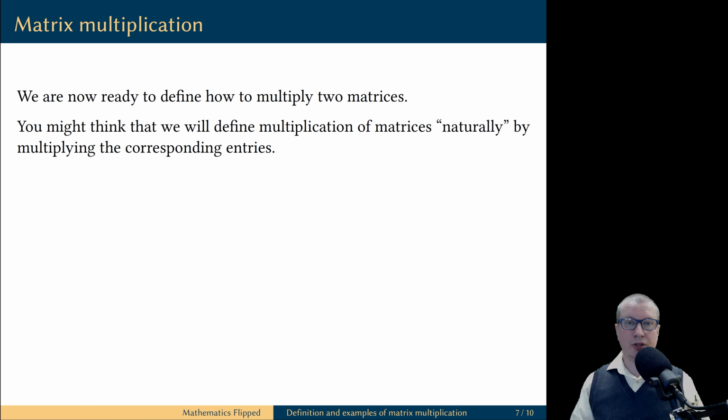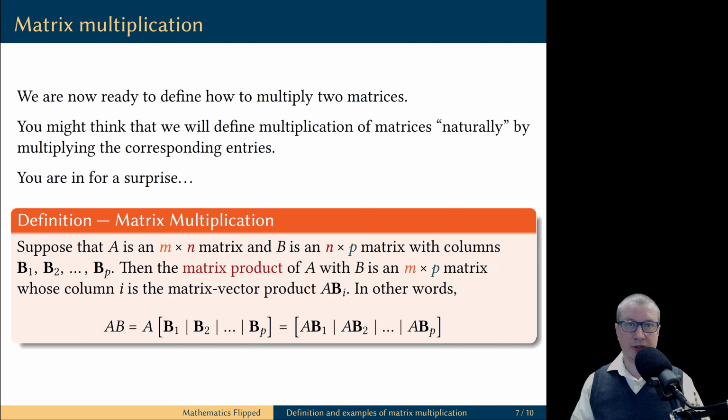And so a natural expectation might be to define the product of two matrices simply entry-wise. You just multiply the corresponding entries in two matrices. But this is not at all how matrix multiplication is defined.